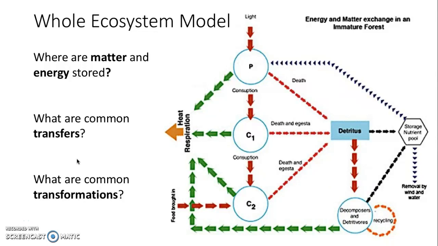So it says, what are common transfers? Transfers are when matter or energy moves, but it doesn't change forms. These depend on the terminology being used. In this model, it says consumption, as we look at this food chain from producer to primary consumer to secondary consumer. Imagine you are a primary consumer and you eat a carrot. The carrot does move directly into you, and in the consumption part it doesn't change forms. So consumption would be considered a transfer.